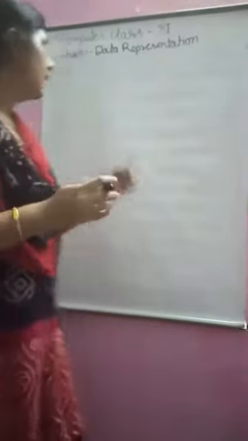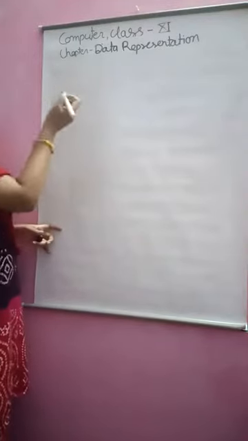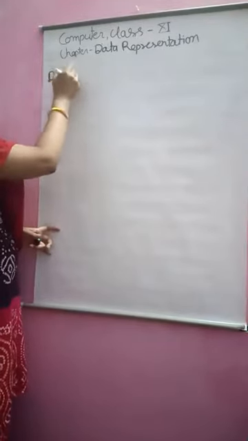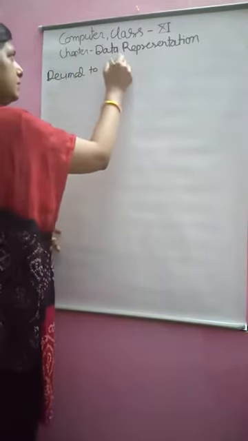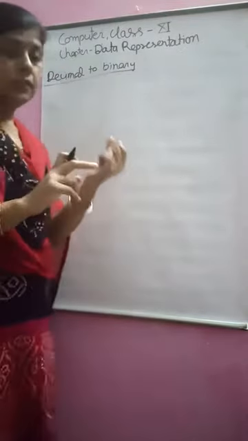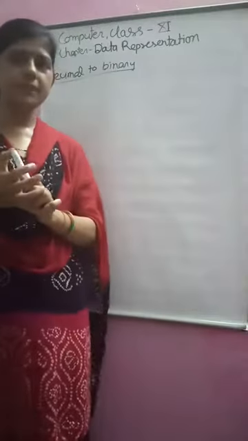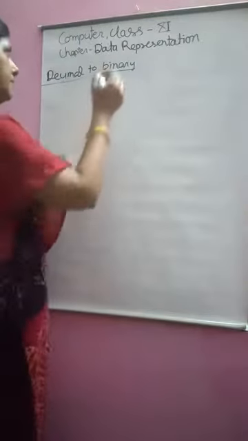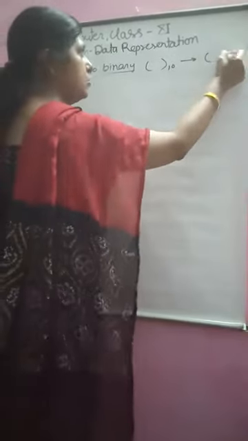Okay. Now, yesterday in number conversion, we converted decimal to binary. I am just summarizing it. To convert a number from decimal to binary: decimal number means base 10 and binary number means base 2.